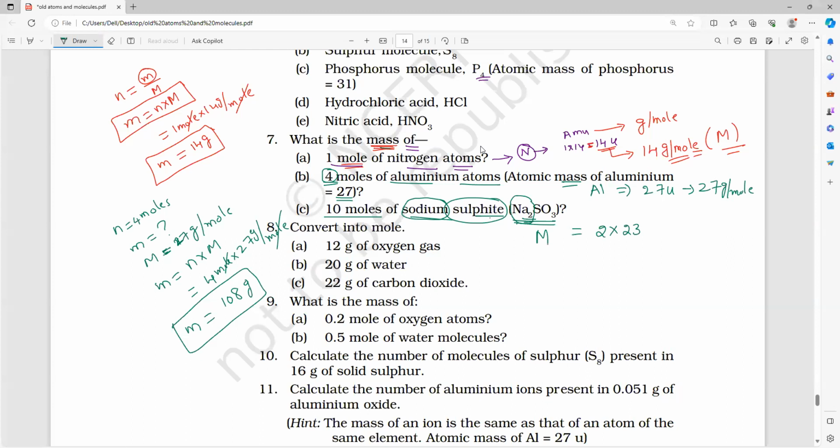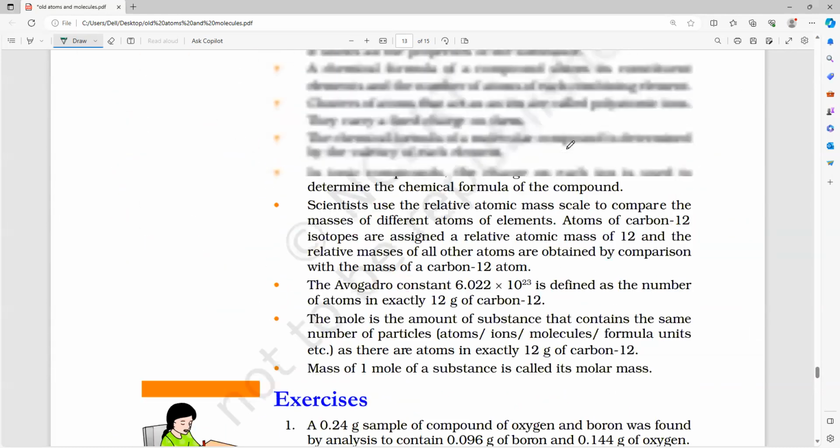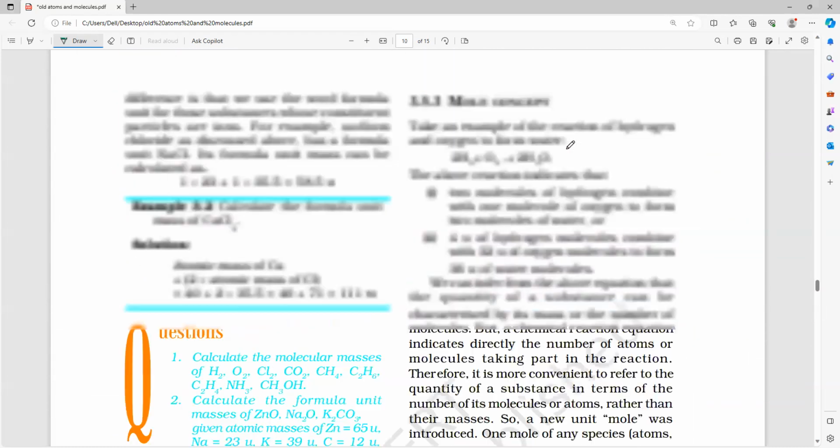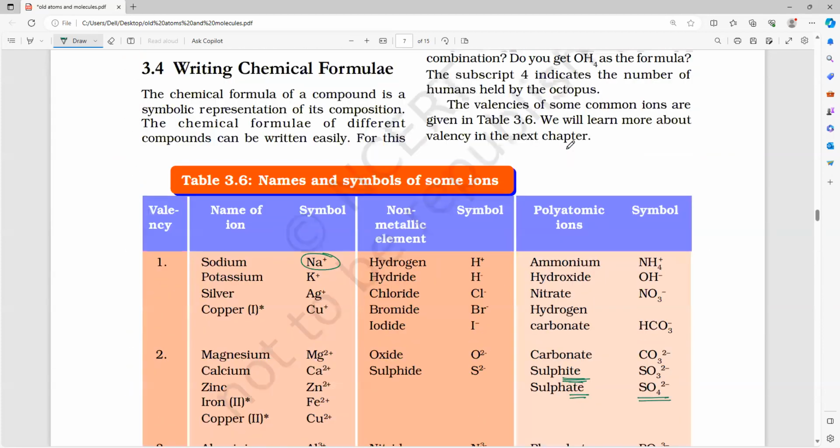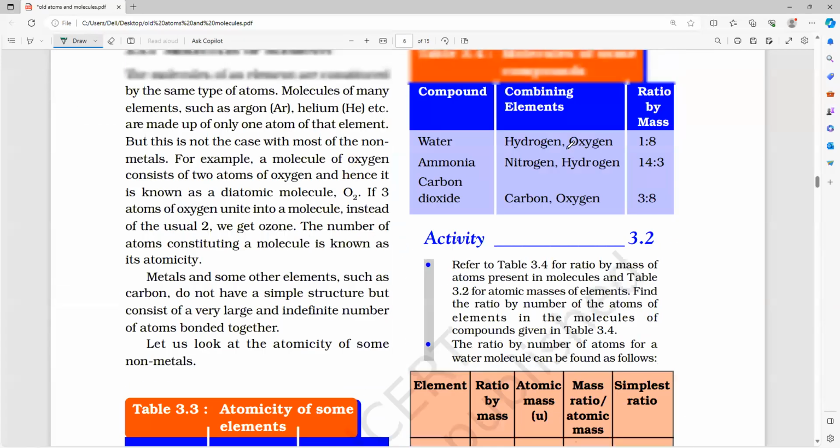What is the atomic mass of sodium? 14, sir? 23. 14 is for nitrogen. Next, second, sulfur. Number of atoms of sulfur, 1. What is the atomic mass of sulfur? Check your book and tell me. If you have a hard copy, that is also correct. Sulfur atomic mass. No interest means don't join, I'm telling you again. What is the sulfur atomic mass? You can check it. Everybody.